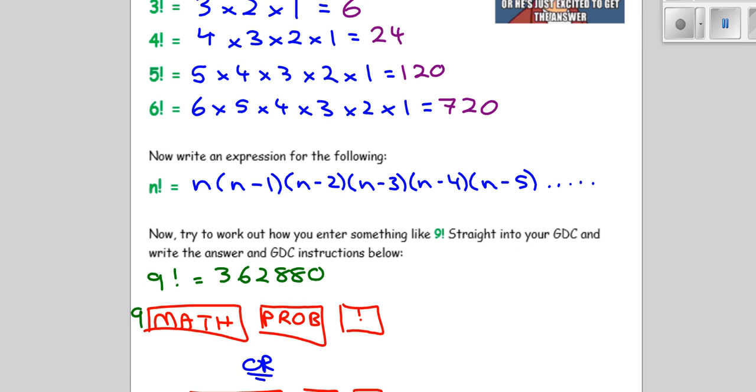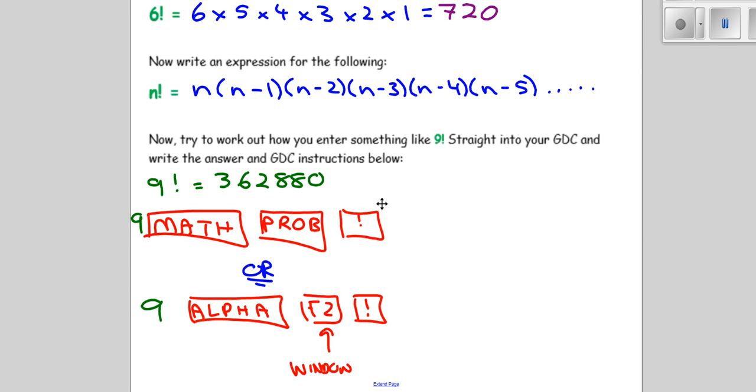Then we were asked to work out, using our graphing calculators, our TI-84s, something like 9 factorial, and you found 2 different ways to do that. You could enter 9 and then press math, go across to probability and find the factorial button, or you could press 9 and then alpha F2, where the window button is, and factorial. We found 2 ways. It might even be a third, we don't know.